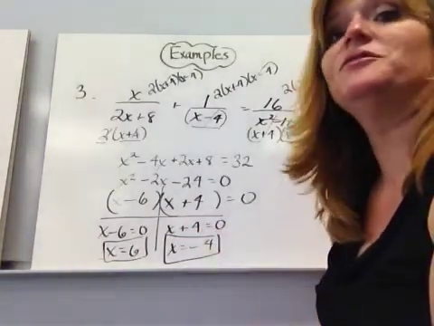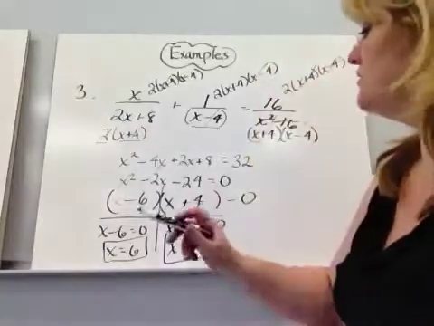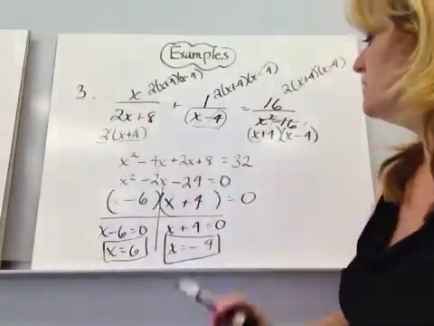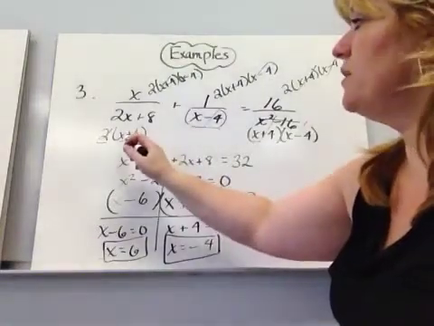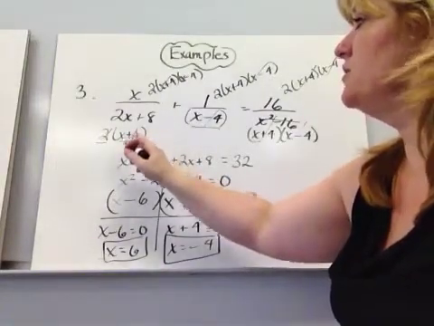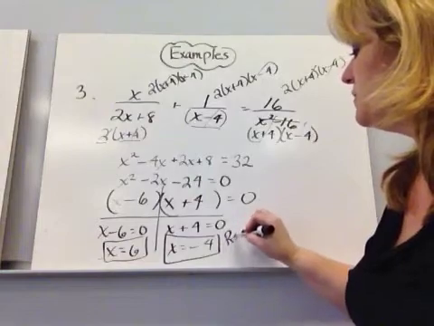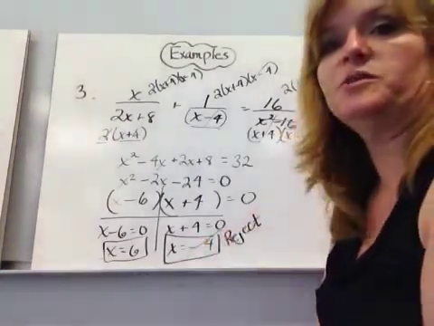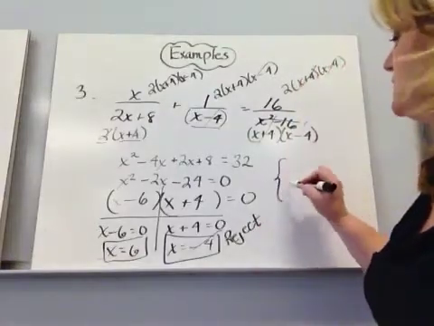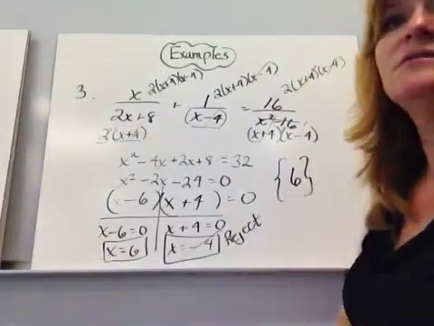But we have to, you guessed it, check. So let's plug it in. 6 looks like it's going to be okay. Let's try the negative 4. Uh-oh. The negative 4 here, if I put a negative 4 here, this is going to turn to 0. So I have to reject this one. We can't use it. It doesn't work because it gives me a 0 in the denominator. So my solution set for this problem is just 6.